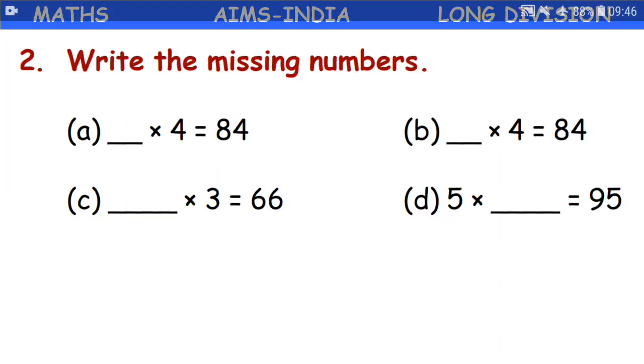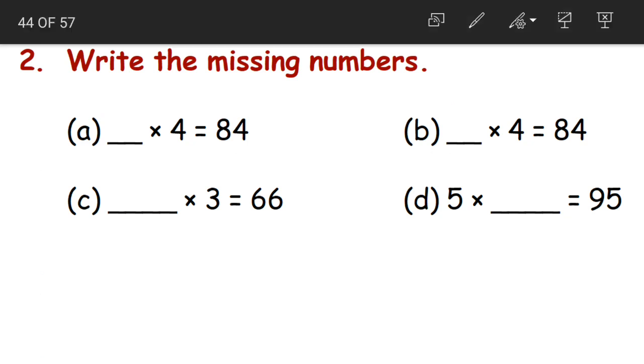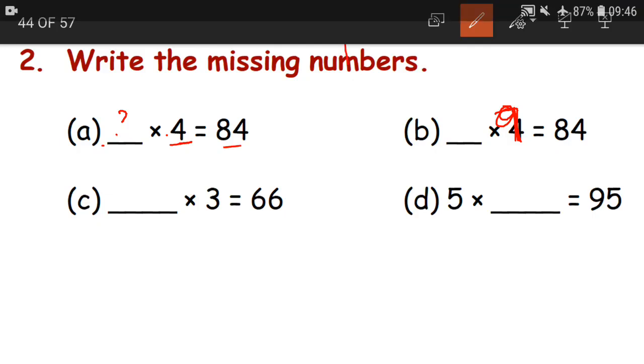Now coming to write the missing numbers. Again, what do we have here? Let's make it 9. The first question is dash into 4 is equal to 84. Now again, what is this situation here children? One factor is missing. We only have one number and the product. We have to find out the other number. Now how will we find out the other number? What did we learn?